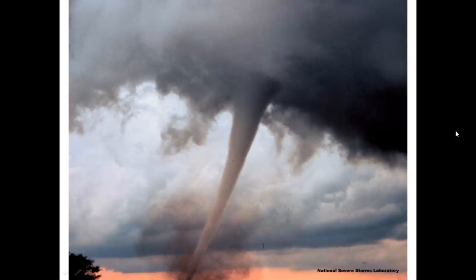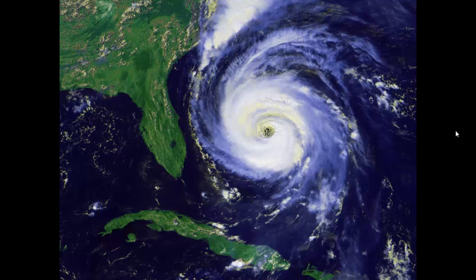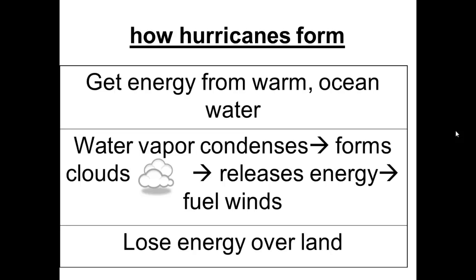Another picture of a thunderstorm or a tornado. Here you see a satellite picture of a hurricane forming in the Atlantic Ocean. Hurricanes get their energy from warm ocean water. When water vapor from the ocean condenses, it releases energy. Under the right conditions, this energy builds and drives the wind of a hurricane.